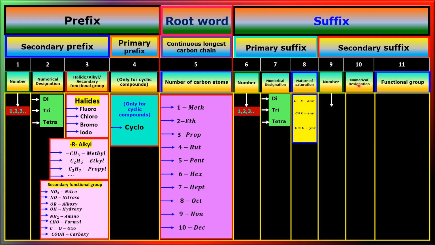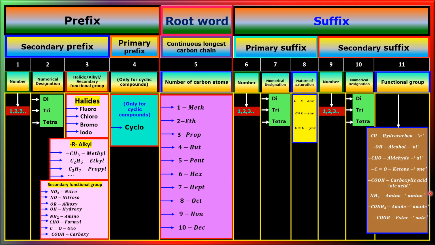Next, again, number and numerical designations are same. 1, 2, 3, 4 like this, and numerical designation di, tri, tetra. Now functional groups. The nature of the compound completely depends upon the functional group. Okay, you see here. These are some functional groups. If only carbon and hydrogens are there, no other atoms are present, at that time the functional group is e. If OH functional group is there, the functional group of alcohols is OH, and the name of the secondary suffix we have to use is ol.